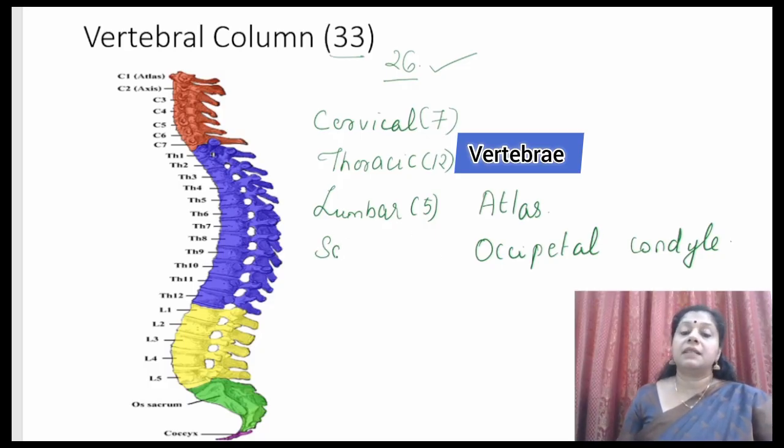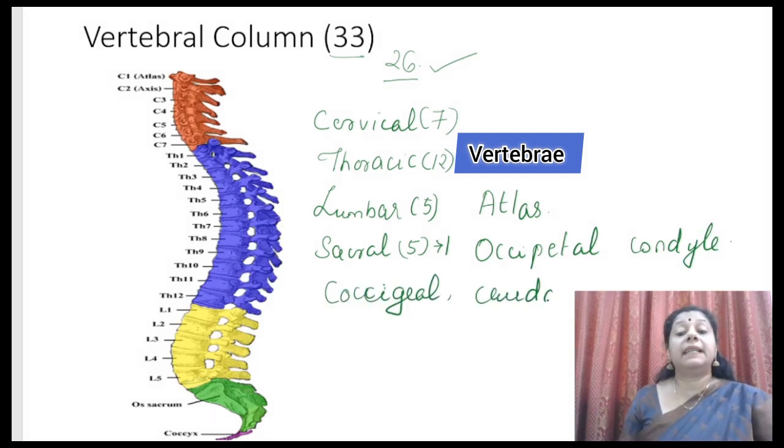Then comes the sacral bone. Sacral is a fusion of 5 bones and it becomes one single bone. And last is coccygeal, or we call it the caudal bone. Caudal means tailbone. Tailbone is also a fusion of 4 bones, so it forms one. So 12 plus 7, 19 plus 5, 24, 25 and 26. These two are considered as single bones.